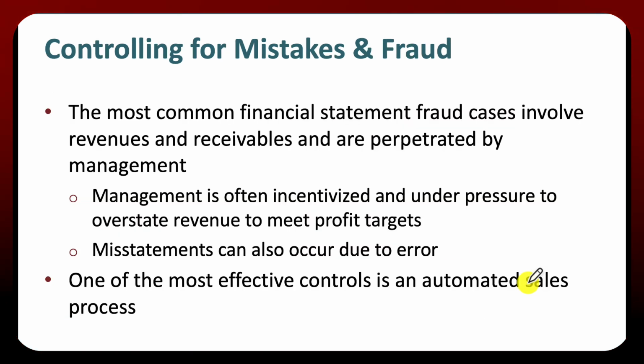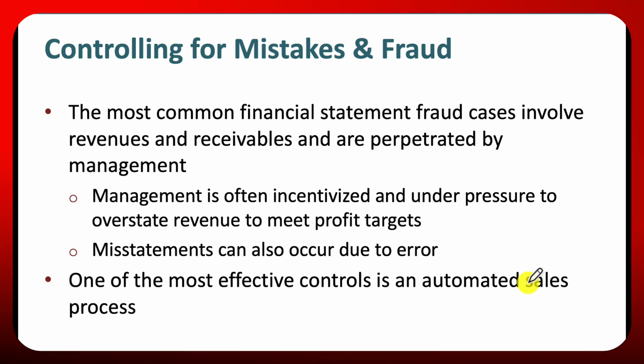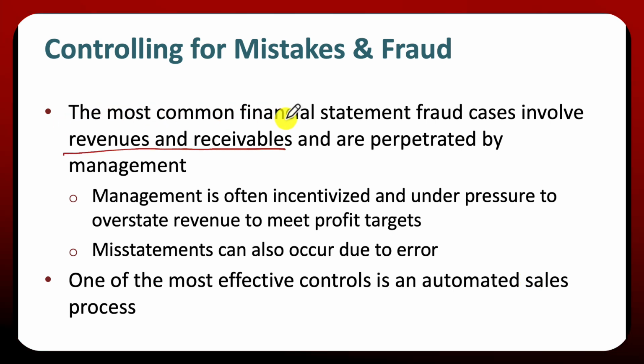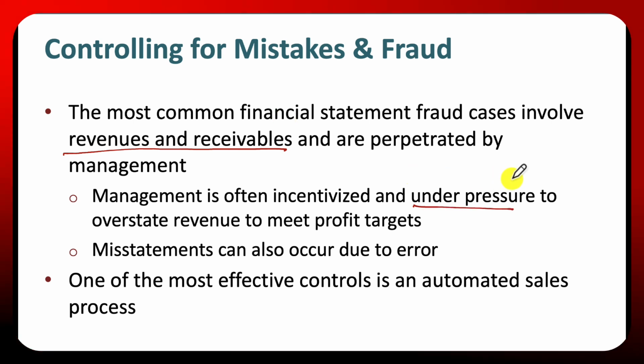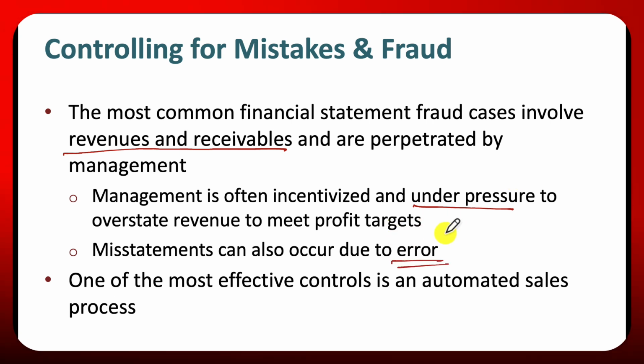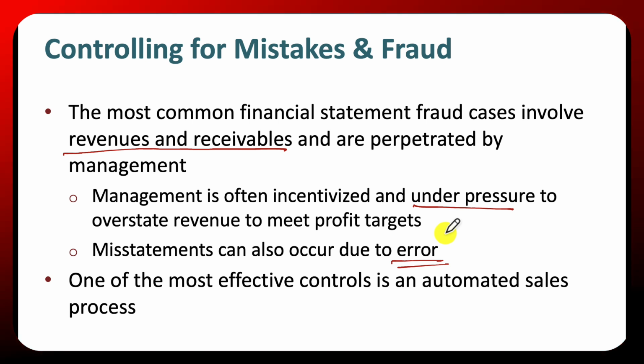We also have to control for mistakes and fraud. So the most common financial statement fraud cases involve revenues and receivables, and they are typically perpetrated by management. Management is often incentivized under pressure, which is one of the 3 aspects of the fraud triangle, to overstate revenue to meet profit targets. And misstatements can also happen due to error. So one of the most effective controls to prevent these types of fraud or errors is an automated sales process.